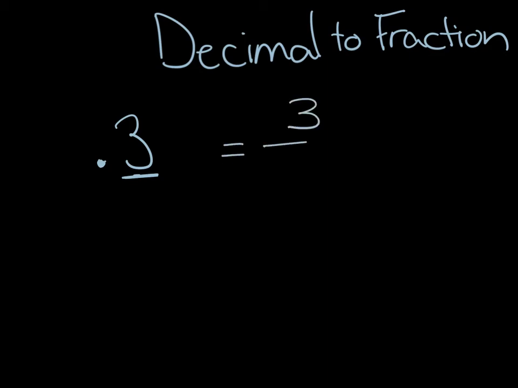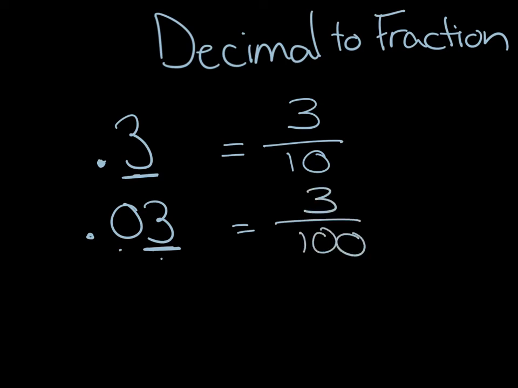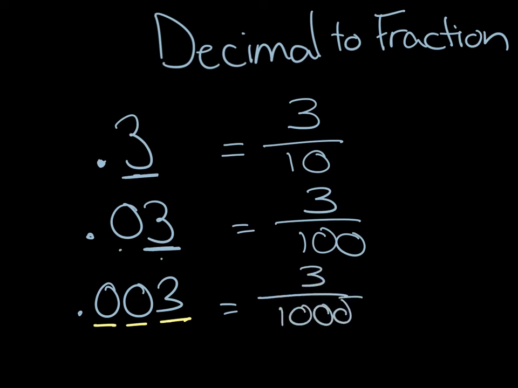Now let's say it had a 0 there. You look at the last place value. This now is in the tenths, hundredths. So this would be 3 hundredths. Okay, if it was 0.003, you look, this is tenths, hundredths, so now this one is in the thousandths. So this would be 3 thousandths. Okay, that is how you do a decimal to a fraction. It's no trick, you just have to understand place value.